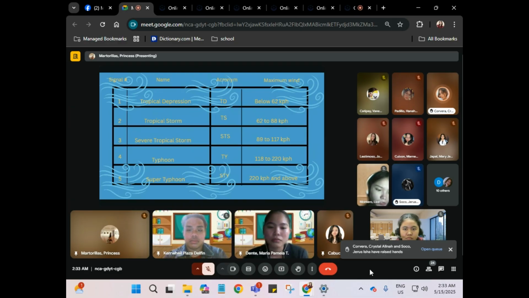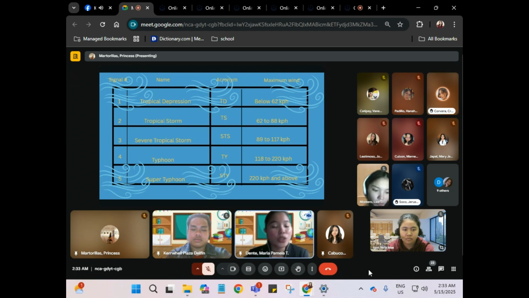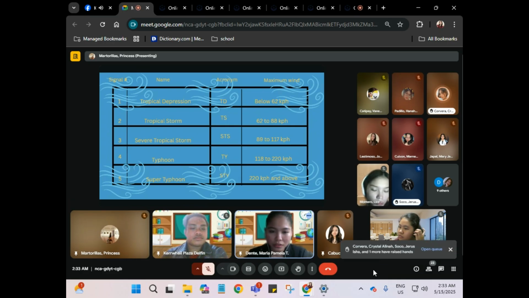Is it typhoon, teacher? I am asking for the storm signal. Which signal? Is it signal number one, two, three, four? Can you please repeat the question, teacher? Yes. Which storm signal means that people must already prepare and stay indoors? Signal number three. Not sure, teacher. Okay, it's okay. But the correct answer is signal number two. So thank you for that, Corvera.